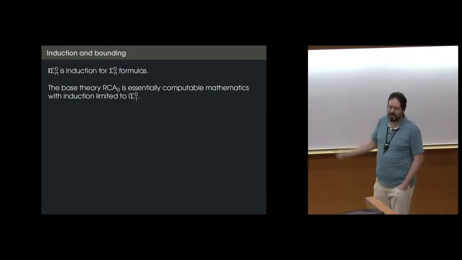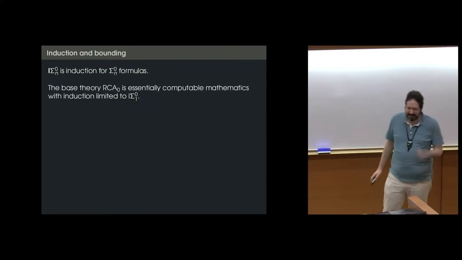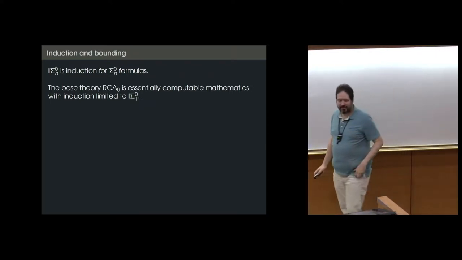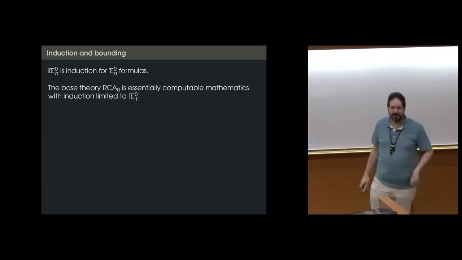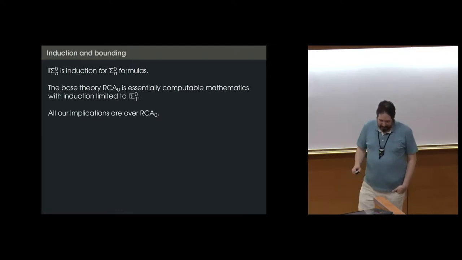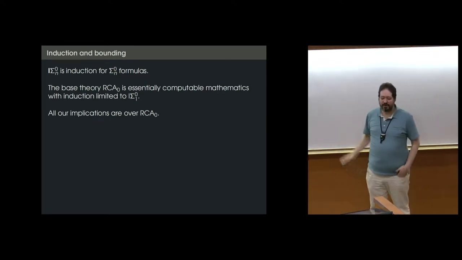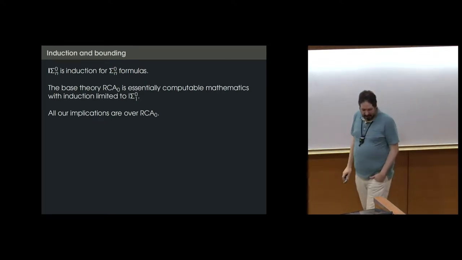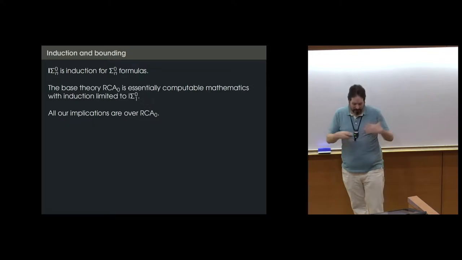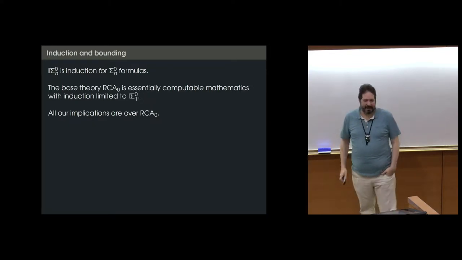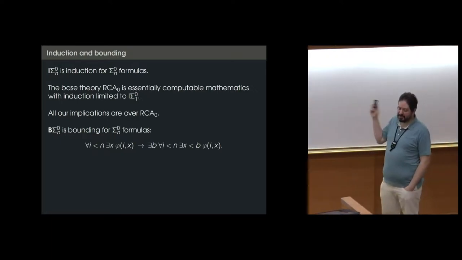RCA_0, of course, is the usual weak base theory of reverse mathematics, and you can essentially think of it as computable mathematics. You'll be very close, except that you limit the induction that's available to Σ^0_n formulas. In general, IΣ_n is induction limited to Σ^0_n formulas. And by the way, I'll have a lot of things where I say this implies that, and if I don't qualify it otherwise, I just always mean over RCA_0. So, of course, the IΣ_n are landmark first-order principles by which one can calibrate other things. Another important family of principles is the bounding principles, BΣ_n.